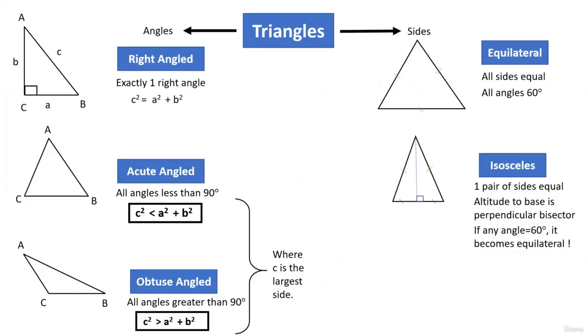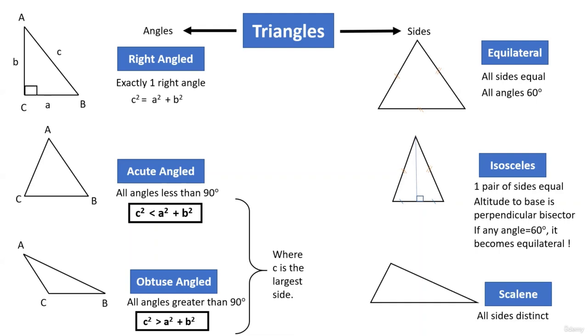All right guys, that brings us to the last type of triangle based on the sides. If all the sides are distinct, the triangle is called a scalene triangle. And as you can see, all the three sides are different in length and also the three angles.